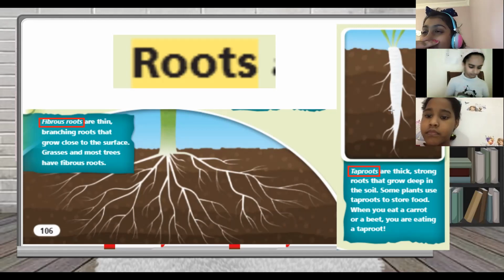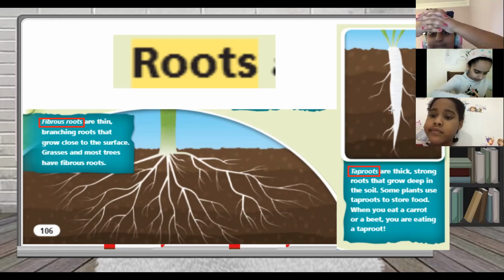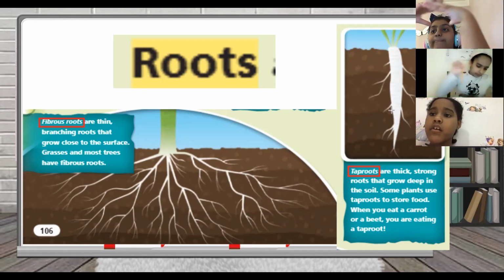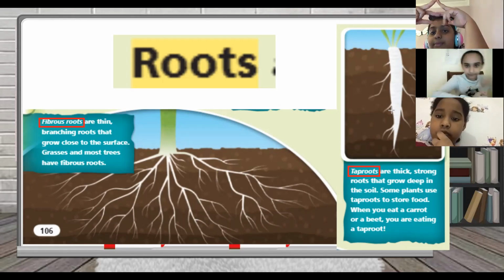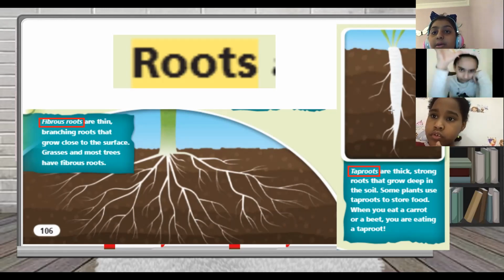What do I mean by a tap root? It's a thick root that grows in the soil and stores food. Yes, and stores food. Excellent, Rital. What about fibrous roots? Fibrous roots are thin, branching roots that grow close to the surface. Grasses and most trees have fibrous roots.